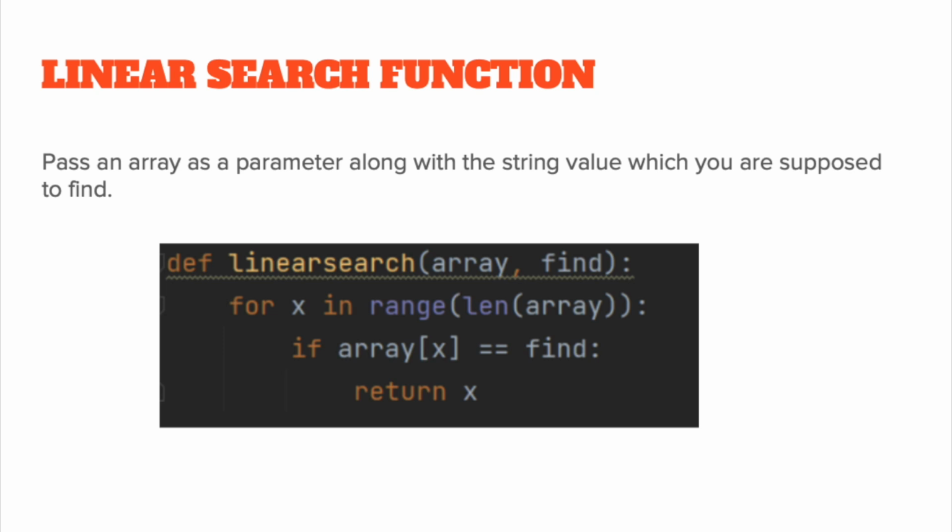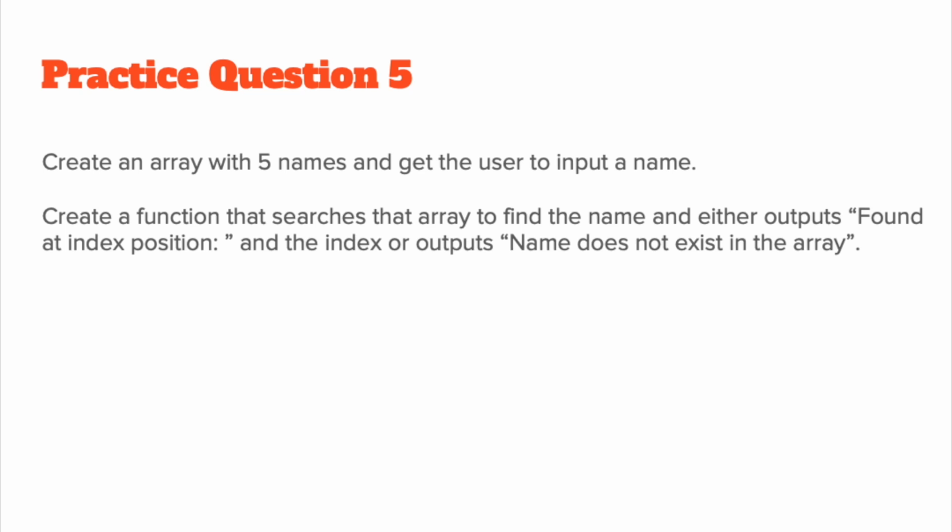So study this function and then have a go at practice question 5, where you're creating an array with 5 names and you're going to get the user to input a name, and then using a function you're going to search that particular array to find the name and either output found at index position 4 or outputs name does not exist in the array. So pause the video and have a go and then continue on to check a possible solution.